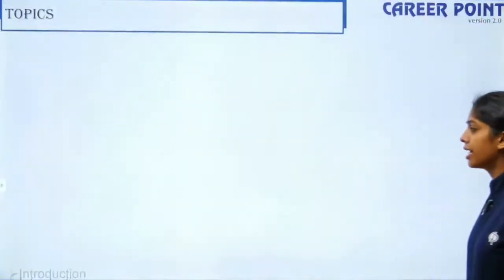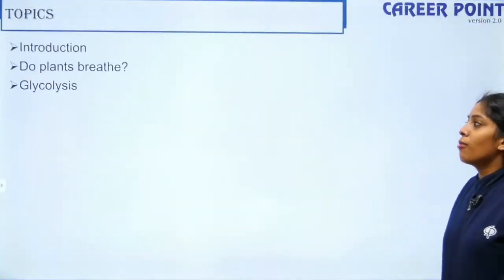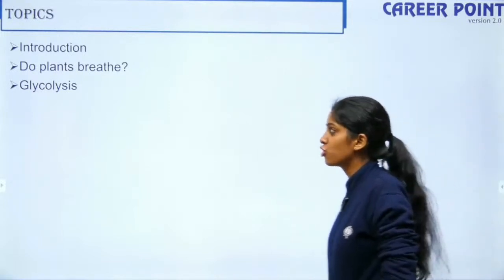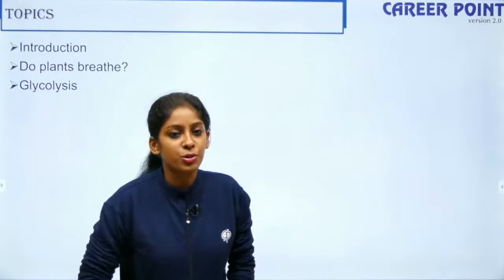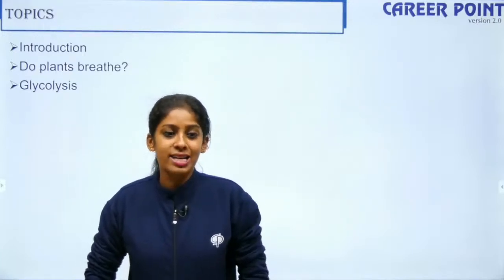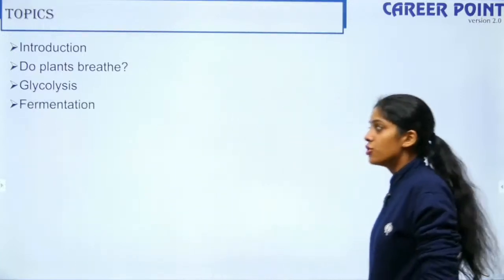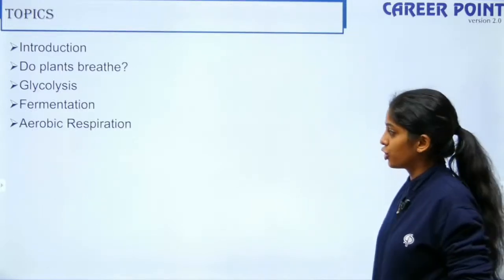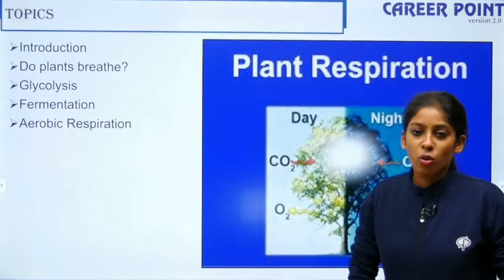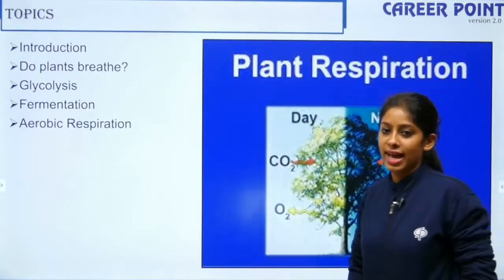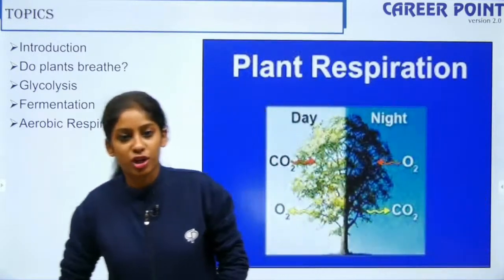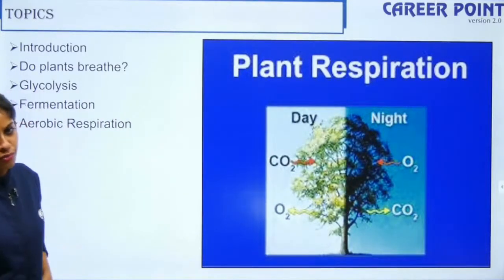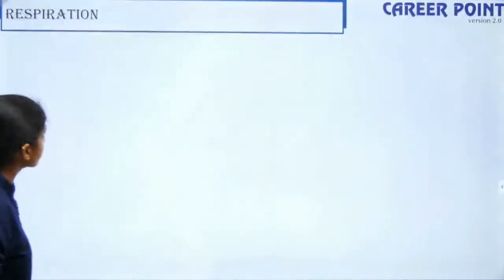Fine? So we are going to talk about: do plants breathe? Plants do not have alveoli, so plants do not have lungs. So how are they going to breathe? Is there a specific mechanism by which plants breathe? What is glycolysis? What is fermentation? What is aerobic respiration? Then we have what is the amphibolic pathway, and at the end we are going to talk about what is the respiratory quotient. These are some of the topics that we are going to discuss today, and we are going to finish off this chapter of plant respiration.